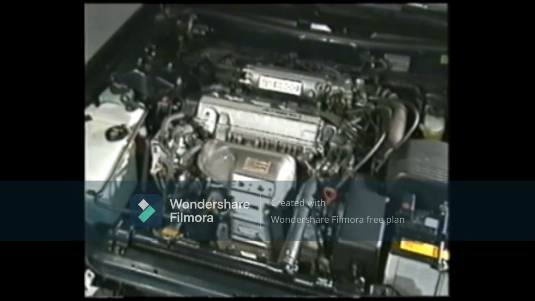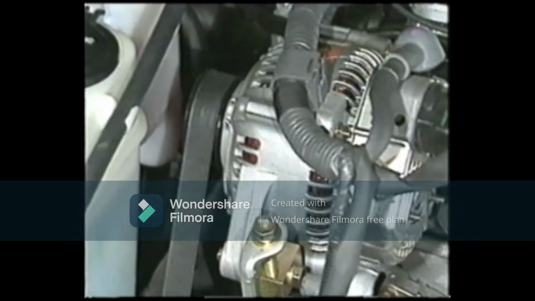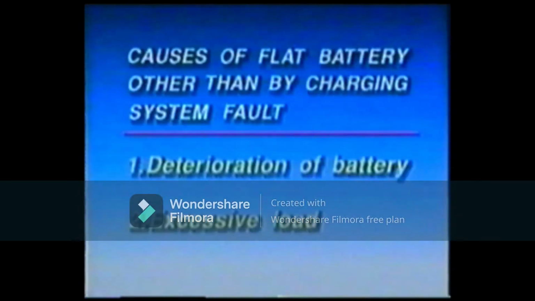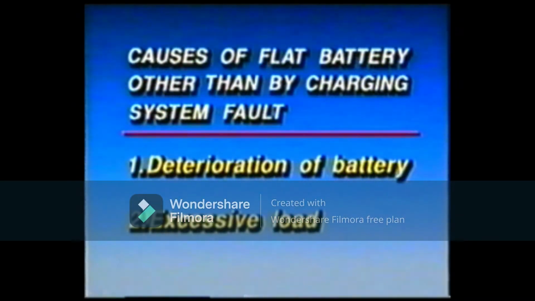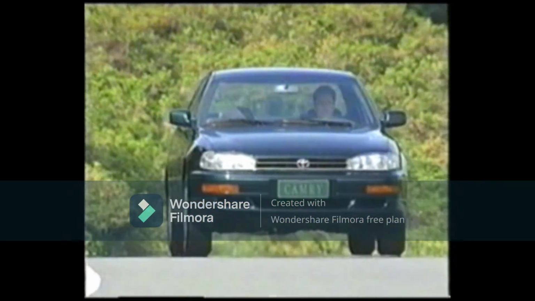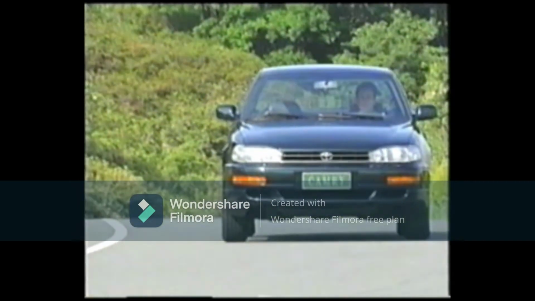One of the commonest faults is a flat battery. However, a flat battery is not always caused by a fault in the charging system. There are also other causes. One of the causes is deterioration of the battery. The other is overload. In other words, the vehicle is provided with more electrical components than specified by the manufacturer. Another problem is that the battery cannot be fully charged because the car usually drives only short distances.